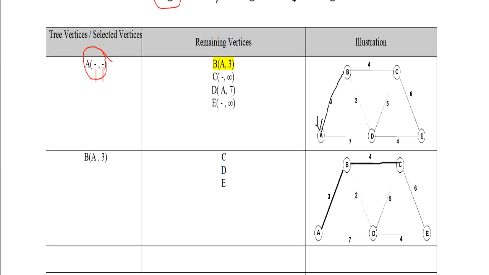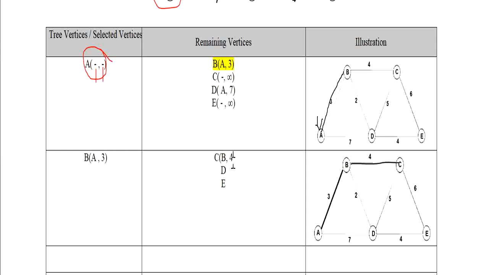Can I visit vertex C from B? Yes, I have a direct path here. So I can visit vertex C from B, and its cost is 4.